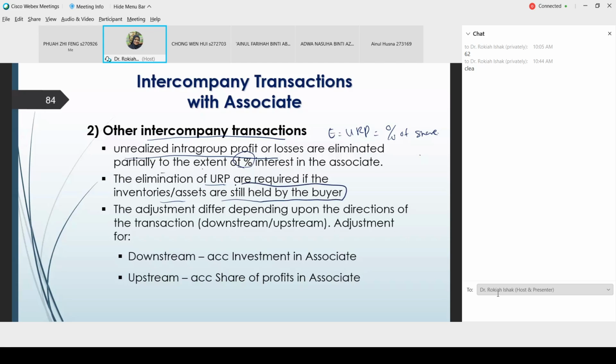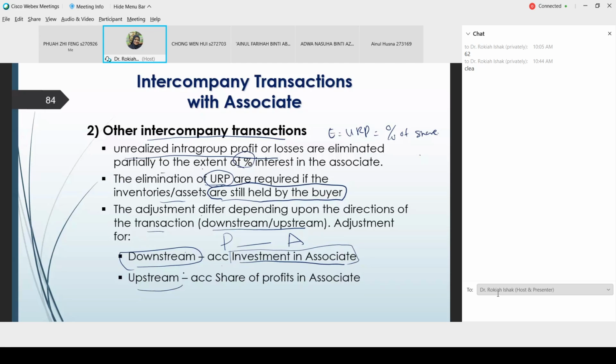In the case when the buyer still holds the assets or inventory, we need to eliminate the URP, same as what we have in a subsidiary. The adjustment differs depending upon the direction of the transaction, whether it is downstream or upstream. For the downstream, we're going to adjust using the investment in associate. If the transaction is downstream, meaning from parent to associate, we're going to involve the account of investment in associate.